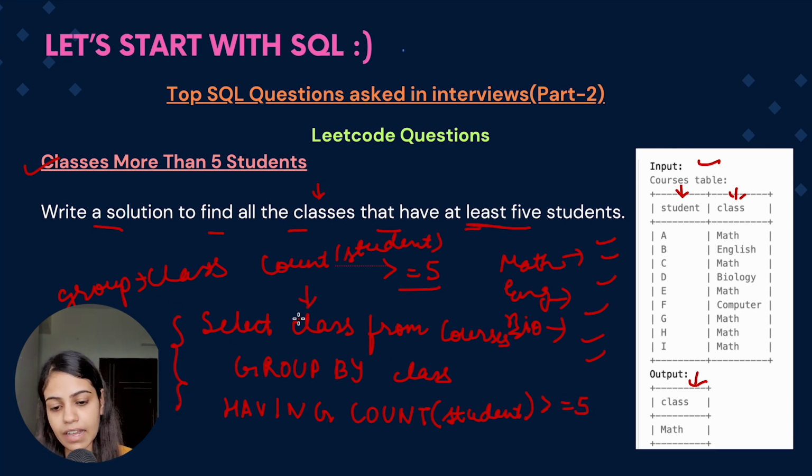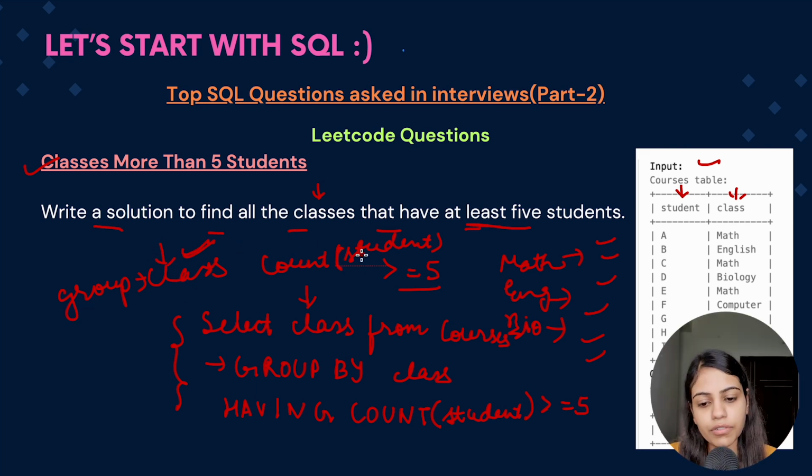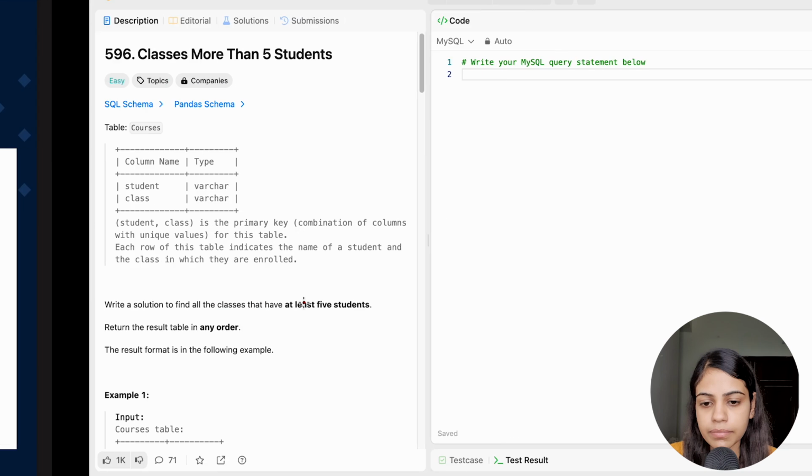First we will be selecting class, then we would be grouping these classes, and then we would be counting the number of students present in each class. So if the count of students is greater than or equal to 5, we will be returning those classes in the final result. So let's see from LeetCode how we can solve this.